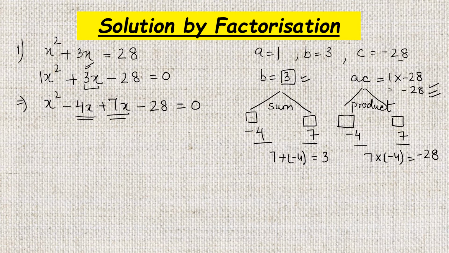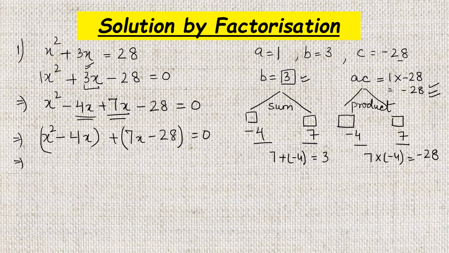Now there are four terms in this equation, so we will use the regrouping method. I will regroup all these terms in two brackets. So my first group will be x square minus 4x, and my next group will be 7x minus 28.